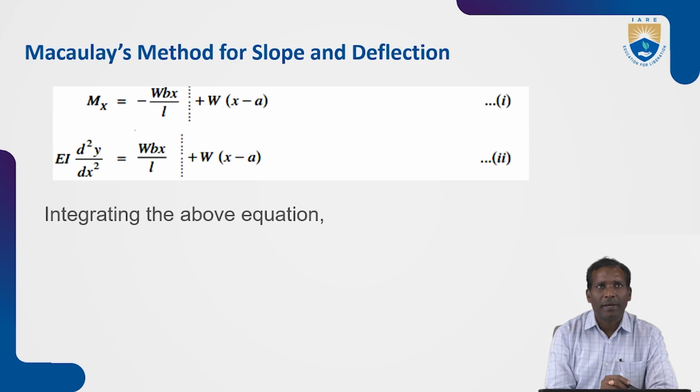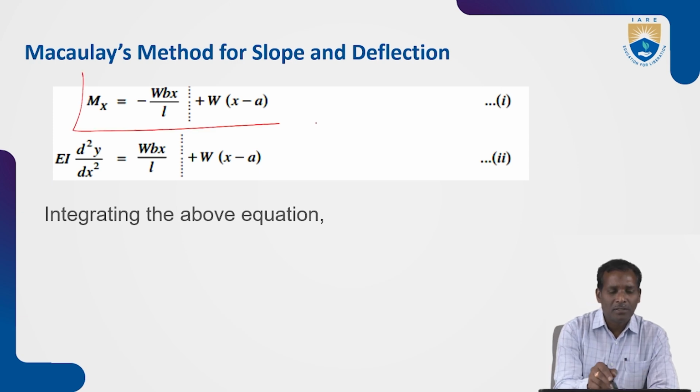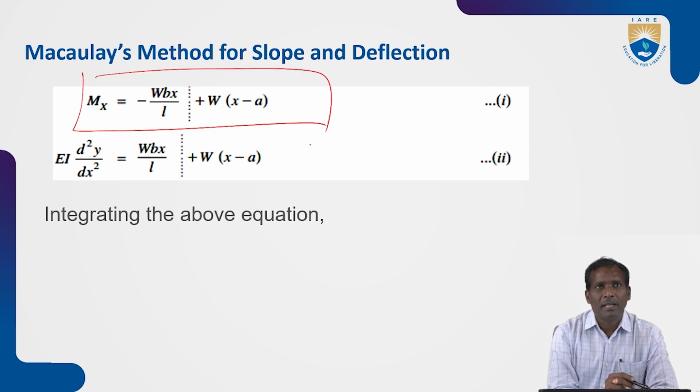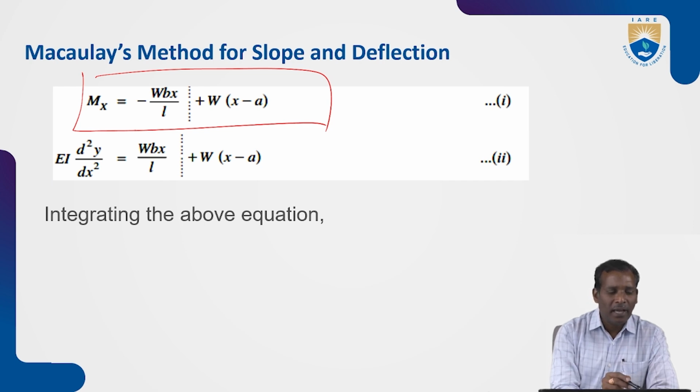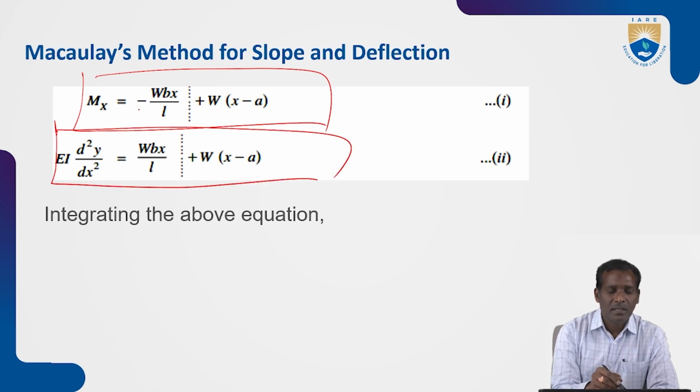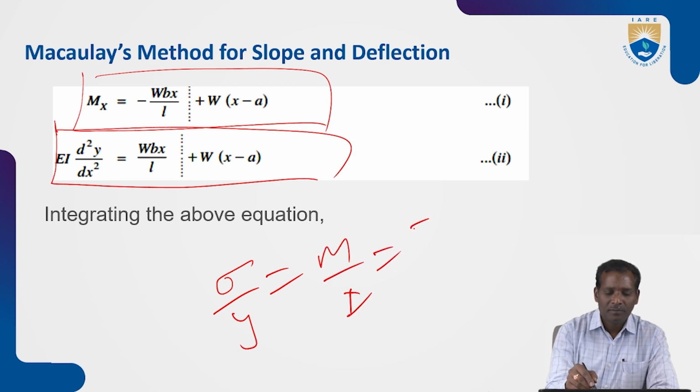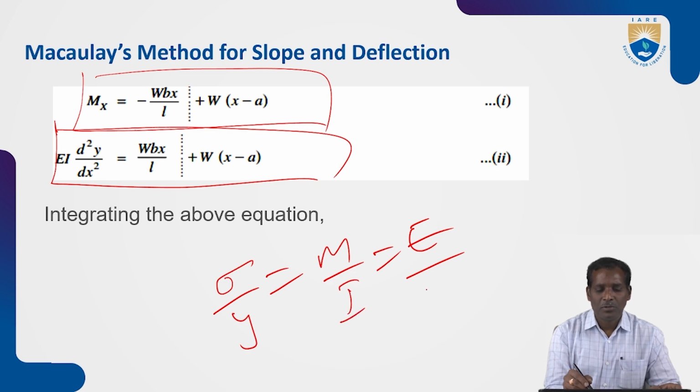So that is the bending moment: minus W b into x by L plus W into (x minus a). So integrating the above equation, you will get EI into, so you can write this equation, bending moment M at x, from the bending stress equation: E by sigma by y is equal to M by I is equal to E by R.